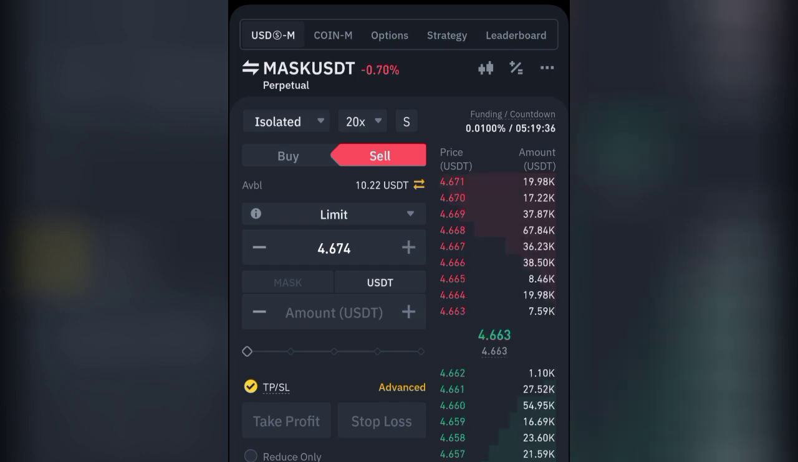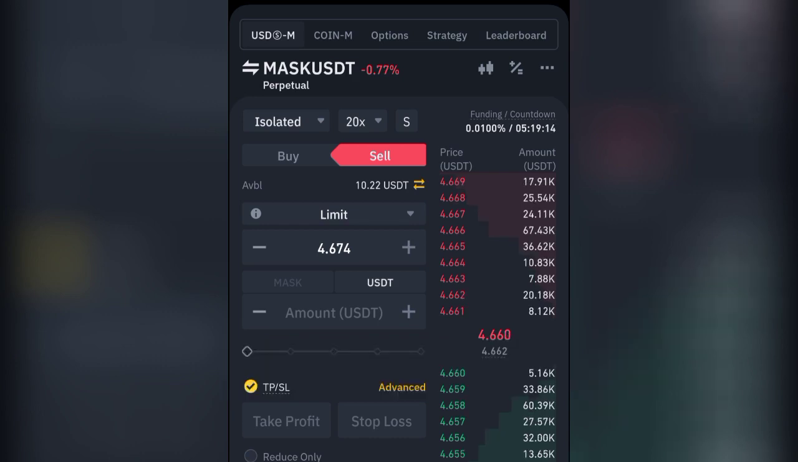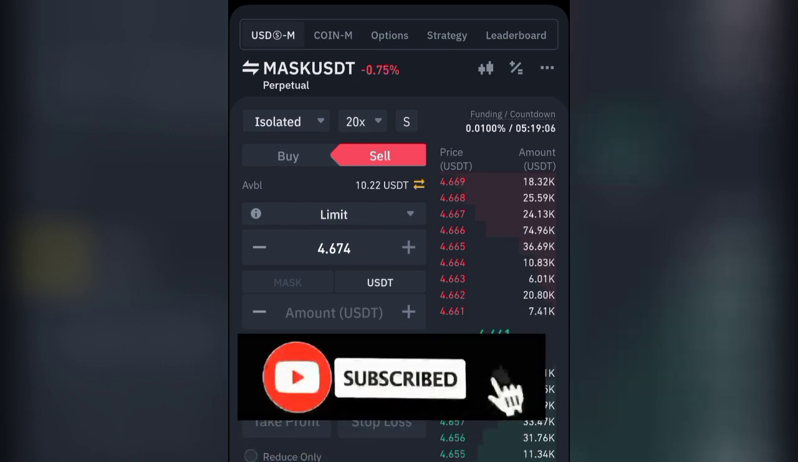Another instance is that if I have $10, I want to enter this trade, and I come to this place and change it to 10x leverage. That means that my $10 will be multiplied by 10, and it will give me a total of $100, which will be my capital for entering that particular trade. So that is what leverage is all about. It's all about you borrowing more capital to enter a particular trade.